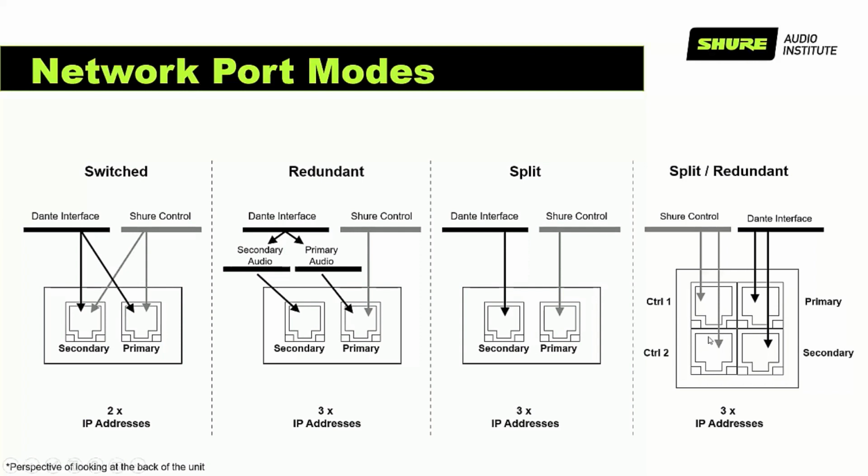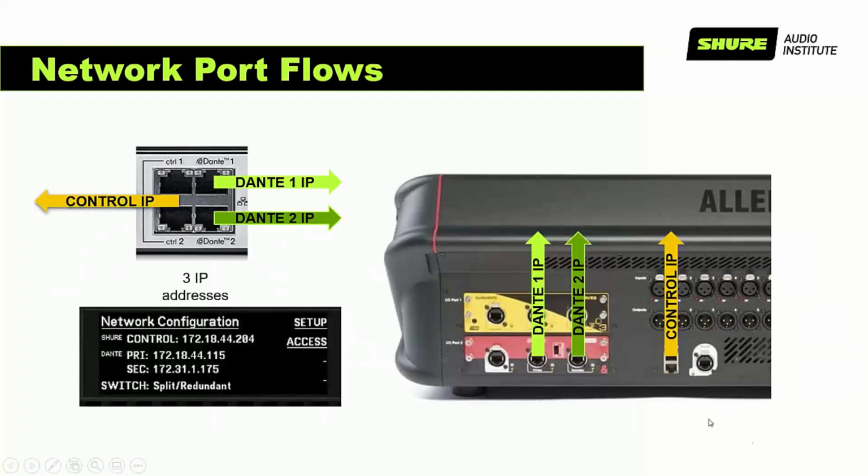If we go to the Axion digital receivers, we've got two extra ports on the back. And in a split redundant mode, you will have Shure control on control 1 and 2, and you will have your Dante interfaces, the primary and the secondary, on the two right ports. Why is this important? Let's bring up the next slide to clarify this a bit more.